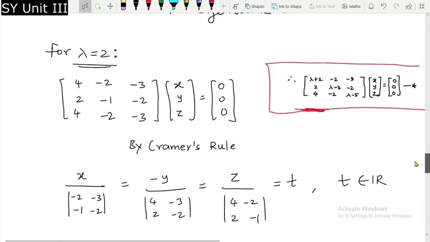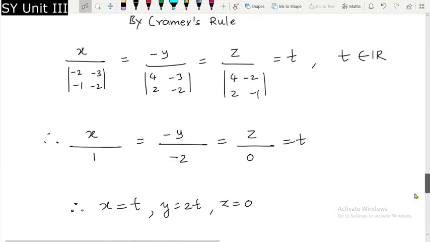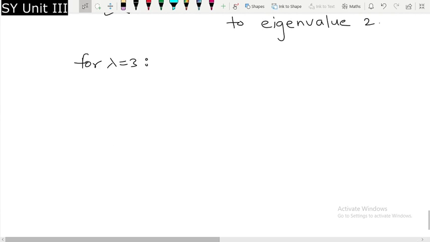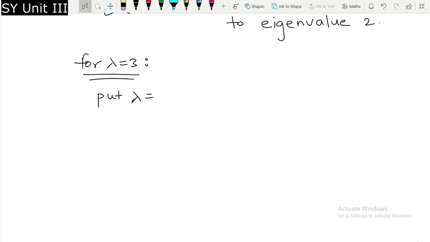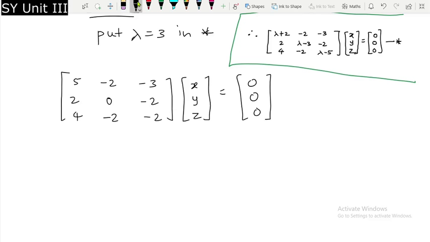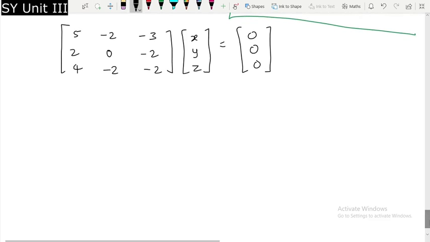Now let us go for eigenvalue 3. I guess 1, 2, 3 were the eigenvalues, isn't it? Let me check it once again. Yeah, now for eigenvalue 3. So for lambda equal to 3, put lambda equal to 3 in star. Now what is my star? For simplicity, I will paste star over here. Again I will think of the first row and second row, and it is working over here also. I'll say by Cramer's rule.